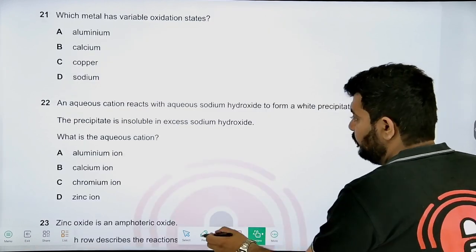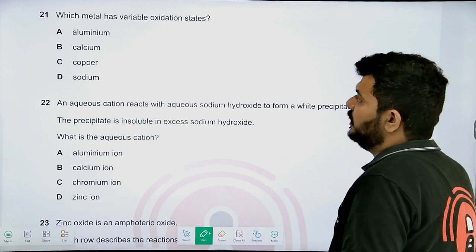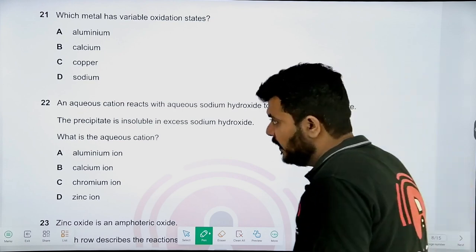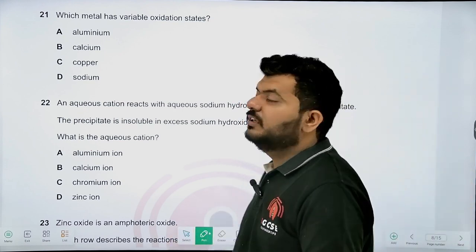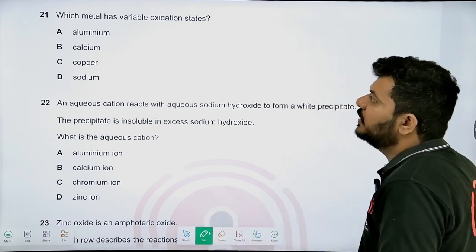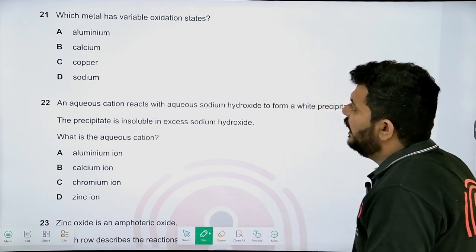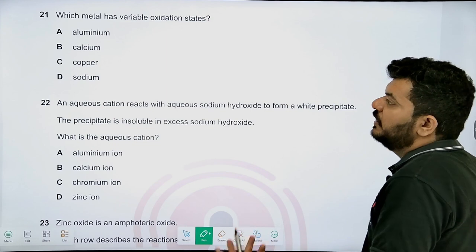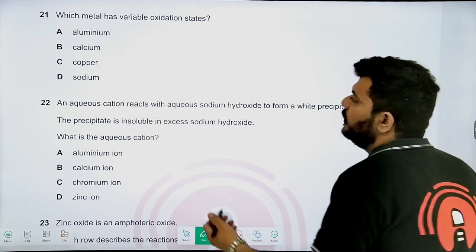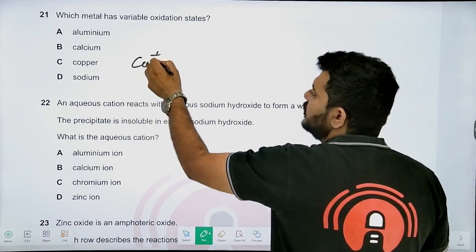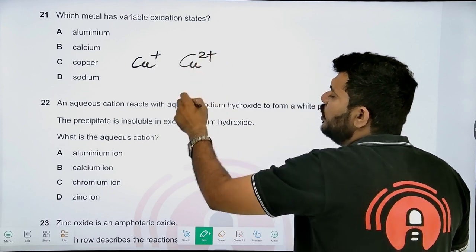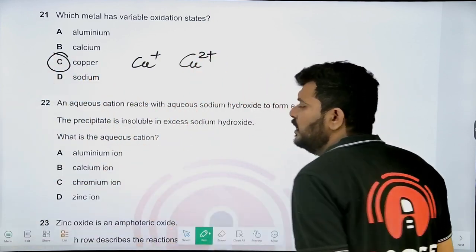Then we have the next question. Which metal has variable oxidation state? The metal that is a transition element has variable oxidation state. Aluminium is not a transition metal, calcium is not, copper is a transition metal, with oxidation states of Cu+ and Cu2+. So C is your answer.